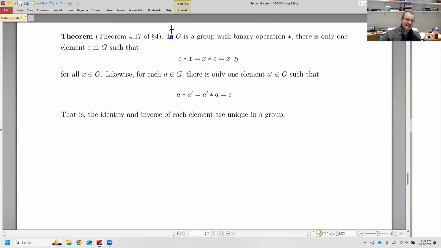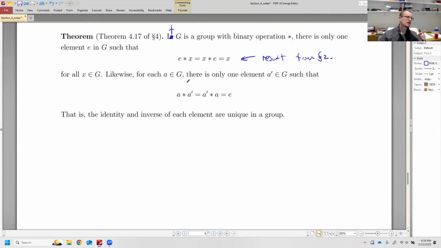So we already know that the identity is unique. This is a result, right? The uniqueness of the identity is a result from section 2. It did not require that we have a group at all. We just needed to have a binary operation. If there is an identity for a binary structure, then it is unique. We already proved that, so that's not something that we have to prove here.